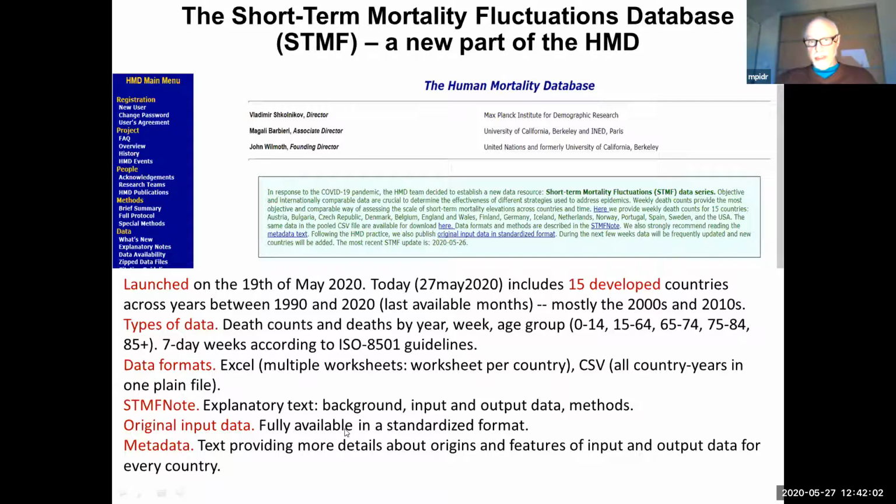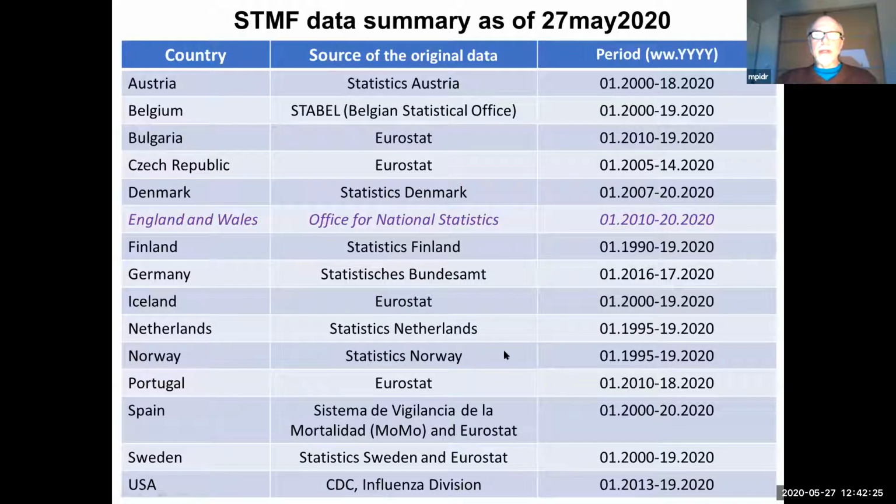All the original input data is also provided in a standardized format, and we also provide metadata, which gives further details about origins and features of data for each country specifically, separately. This is a summary of countries already included in the database, from Austria to the USA in alphabetical order, and the periods covered are shown here. Our data sources are either national statistical offices or Eurostat in some cases.